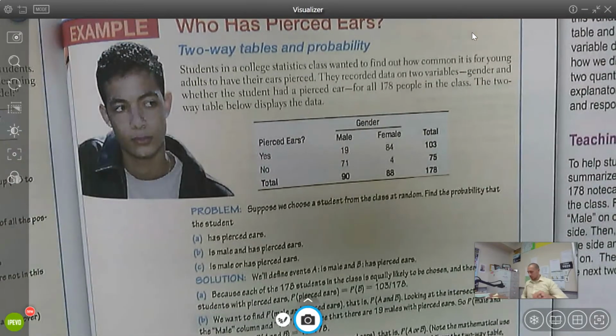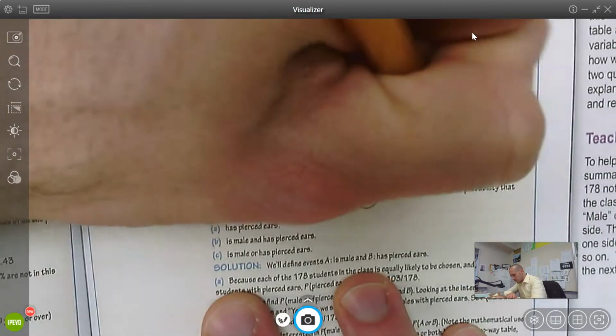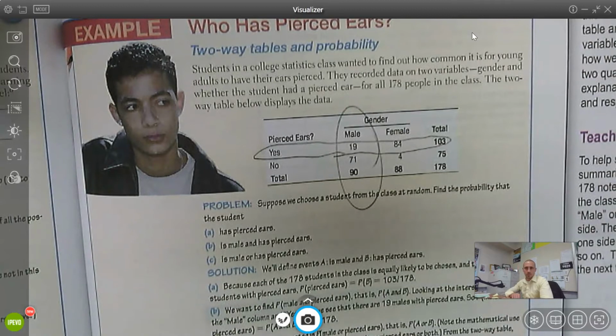Is a male and has pierced ears. So now I'm looking at this intersection, male, pierced ears. So it'd be 19 out of 178.